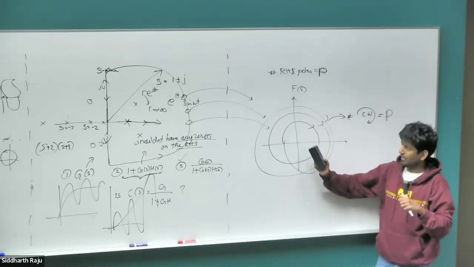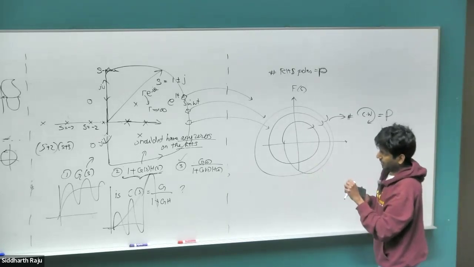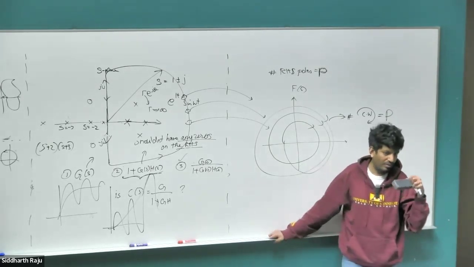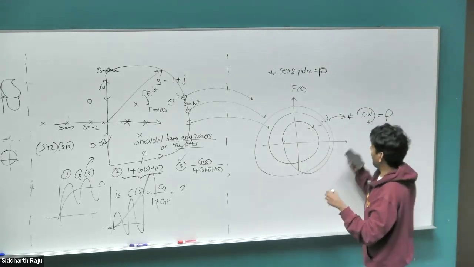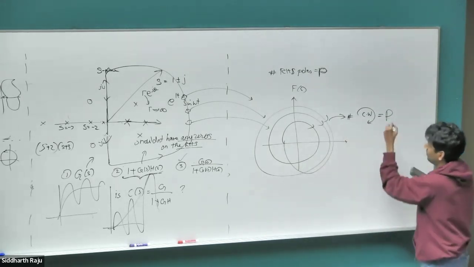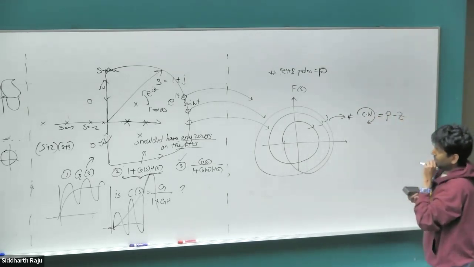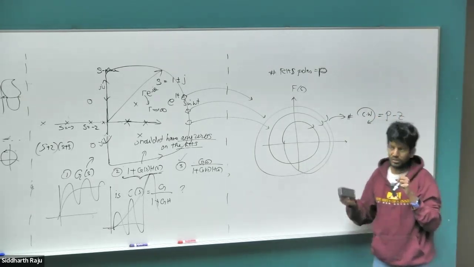Just based on this, can I tell, so let me say the other way around. If I give you this plot, can you tell me the number of poles and number of zeros in the right hand S-plane? Is the reverse mappable? From here I can tell, yeah, so the number of clockwise encirclements would be P minus Z. And if I give you this number, can you tell me what P and Z are? Not at all, right? Because there are two variables here.